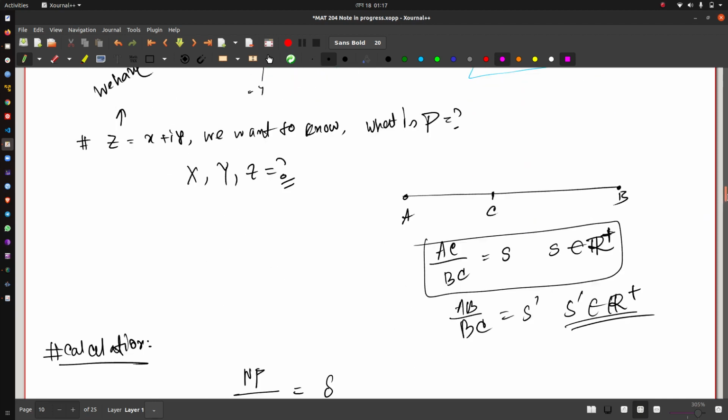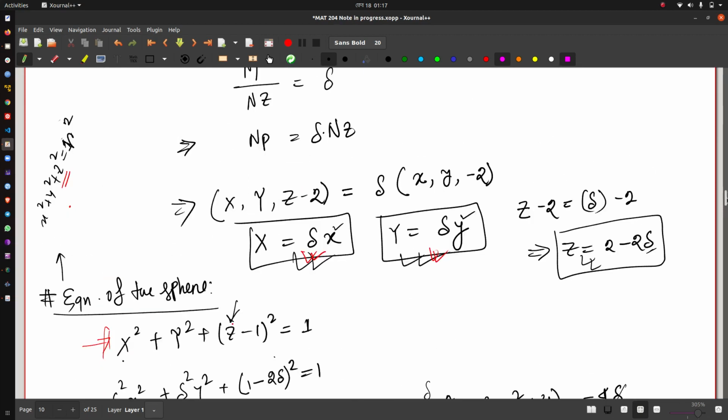For now, just finding out these coordinates will be enough for us.